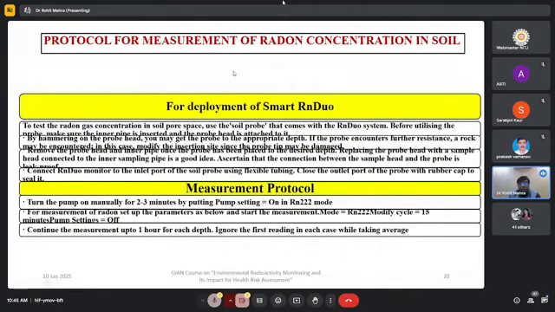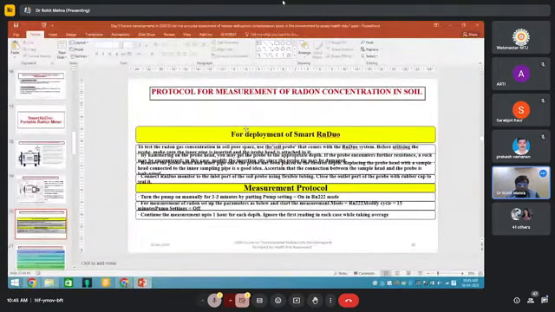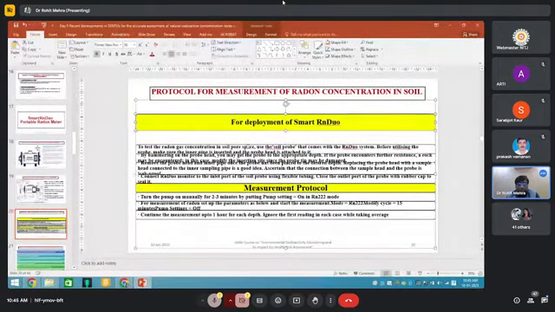So there was also a radon meter. You could use it for soil also, but for soil, I think there is some mismatch in these slides.